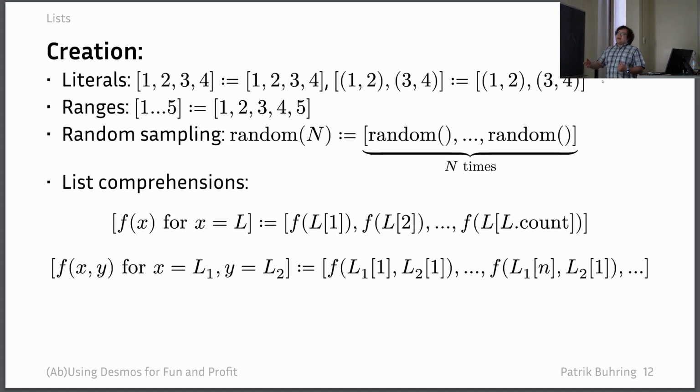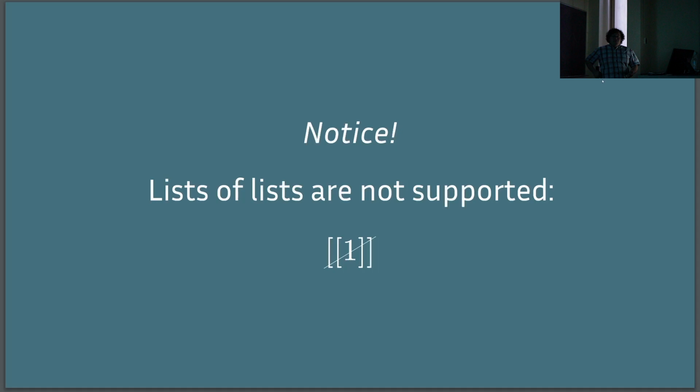Additionally, list comprehensions are Cartesian products. So down there I've got f of x comma y for x equals L1 and then y equals L2. Well, that'll expand to all possible iterations of L2 and then all possible iterations of L1 for every one. So in this case, we go L1 at 1, L2 at 1, all the way up to L1 at n, L2 at 1, and then we do L1 at 1 and then L2 at 2. An important thing to notice is that lists of lists are not supported in Desmos. So work around them somehow. I don't know, figure it out.